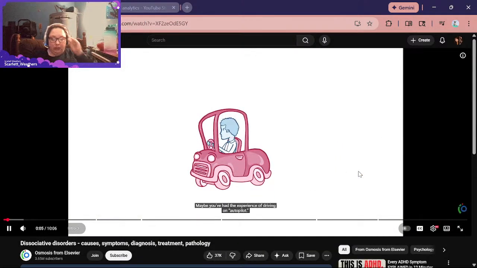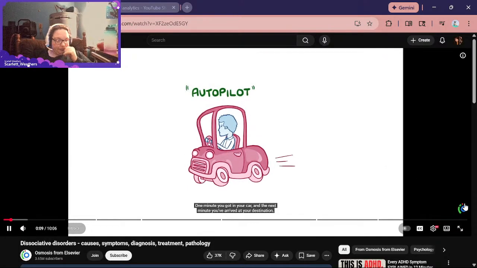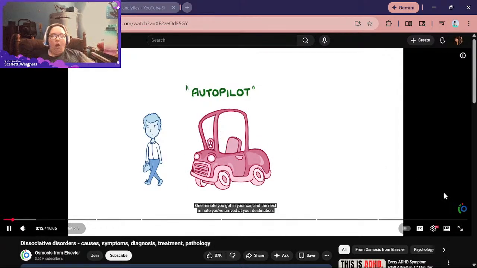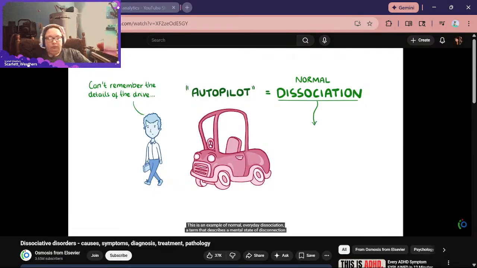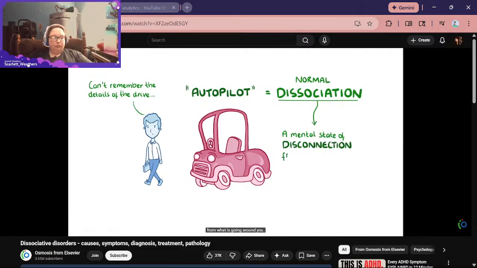Maybe you've had the experience of driving on autopilot. One minute you get in your car, and the next minute you've arrived at your destination, but you can't remember the details of the drive. This is an example of normal, everyday dissociation, a term that describes a mental state of disconnection from what's going on around you.